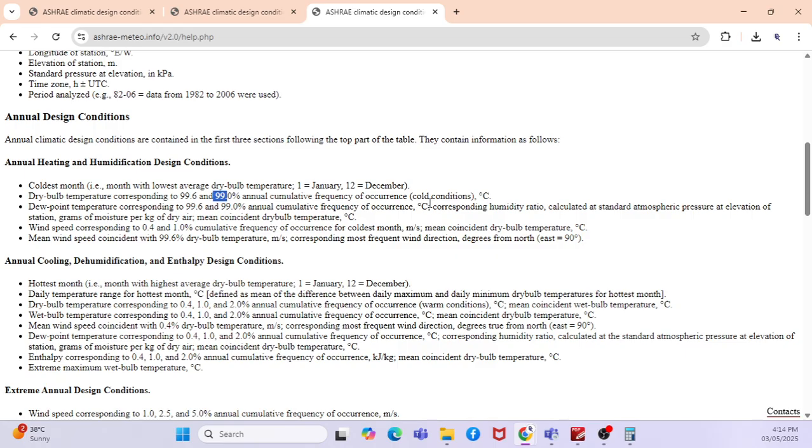It's like possibilities. We are not talking about something sure. There are possibilities, like 99.6 percent, it may happen, 99 percent, it may happen. That is the frequency of occurrence.